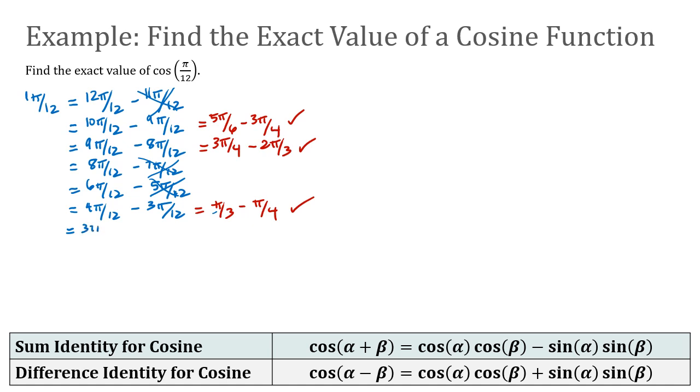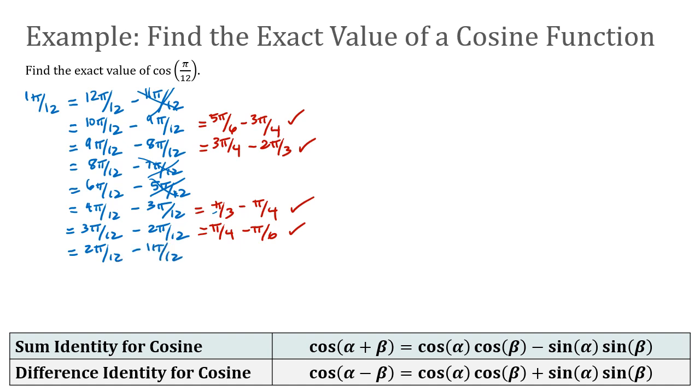Yes. Let's try 3 pi over 12 minus 2 pi over 12. And I think that that reduces. That'll reduce to pi over 4 minus pi over 6. So that works. And one more. 2 pi over 12 minus 1 pi over 12.